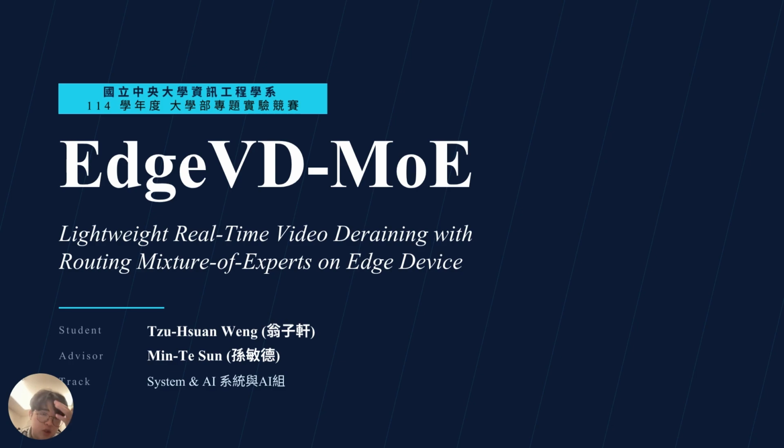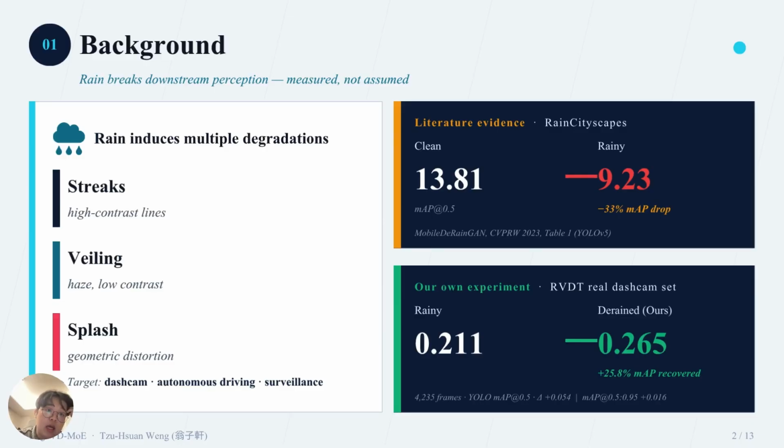Today I'm going to introduce my special project. The first thing is that rain itself is a really common noise in our daily life. And rain induces multiple degradations, and this kind of degradation will do some harm to downstream work, like you can see in some prior works or experiments.